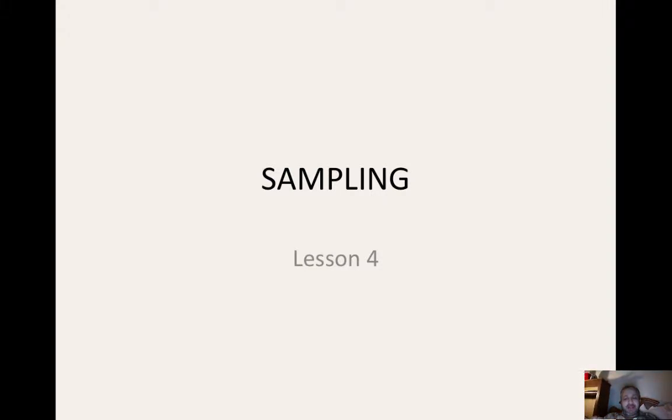Okay guys, lesson 4 here on sampling. I apologize for the lighting, it's late at night and I gotta do what I gotta do because I want to get this lesson up for you guys.